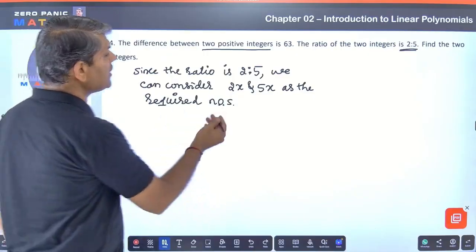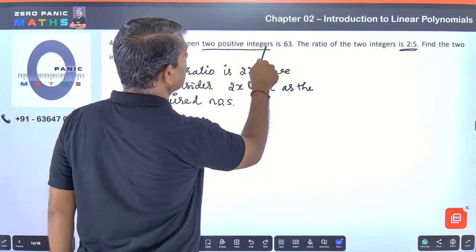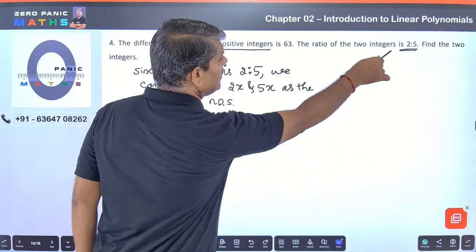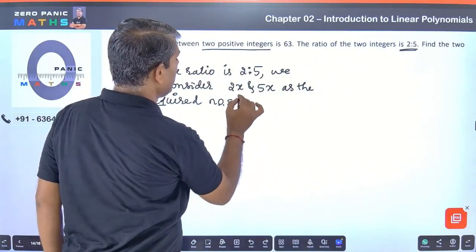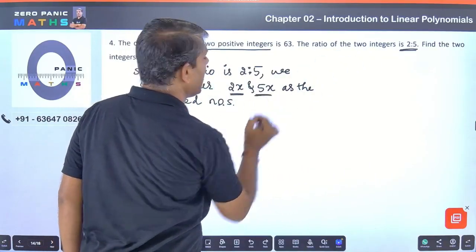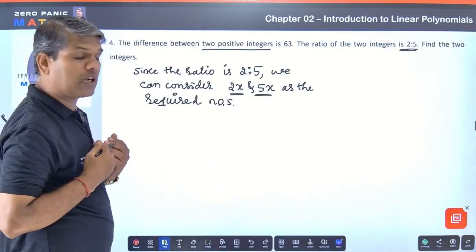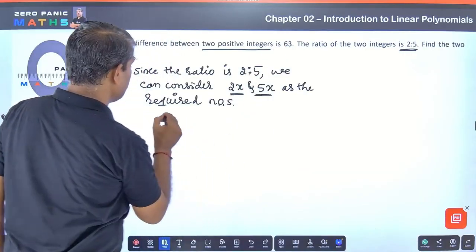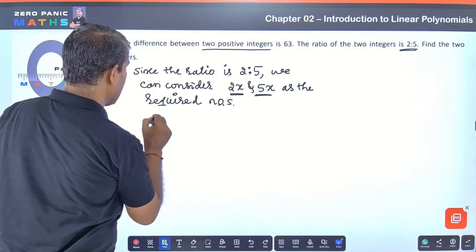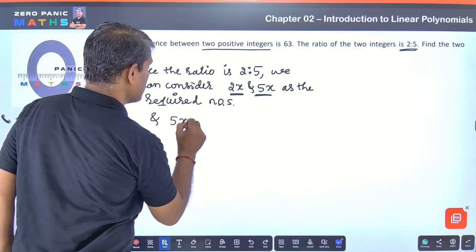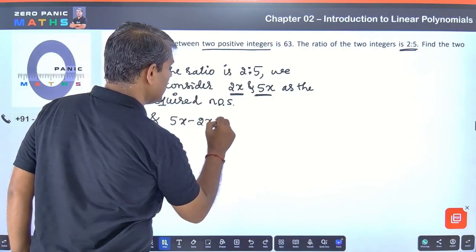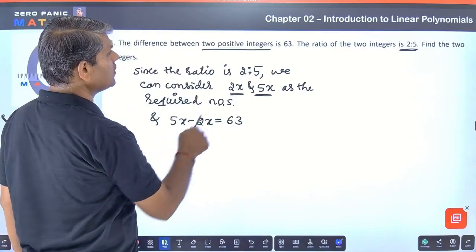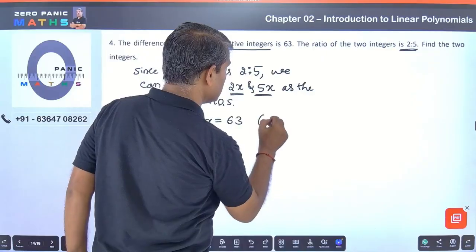And what is given? The difference between those two numbers is 63. With the information that the ratio is 2 is to 5, we have considered 2x and 5x as the numbers that we require. Now we can say that 5x minus 2x, because the difference is 63. So 5x minus 2x is equal to 63, which is given.